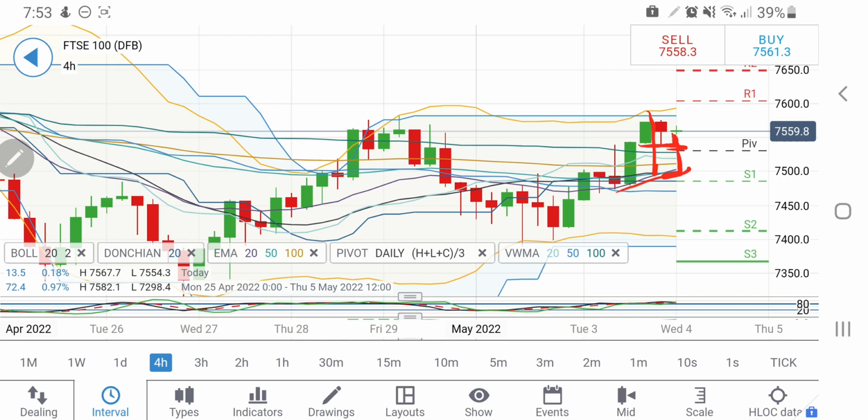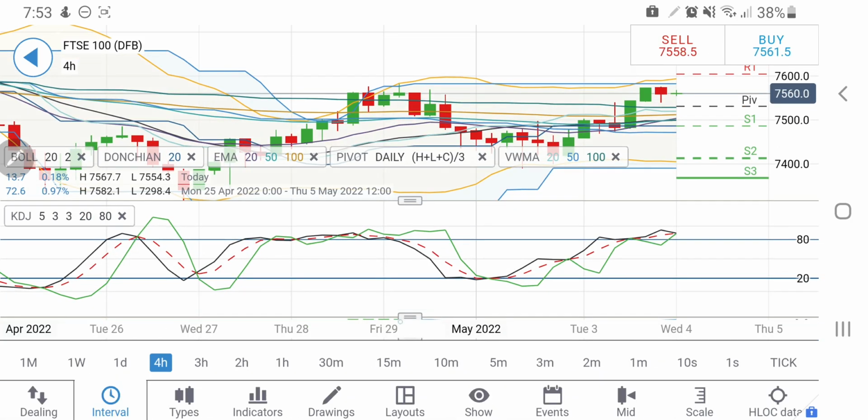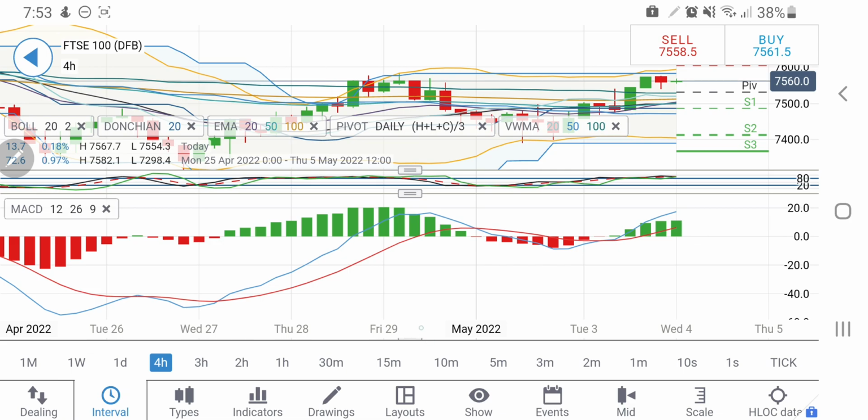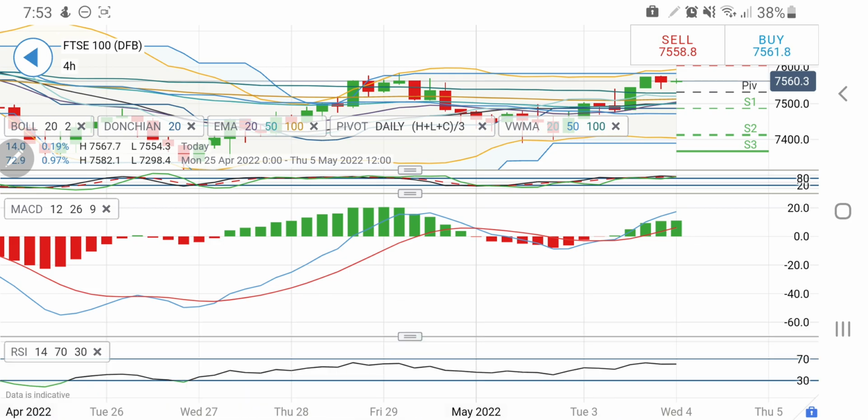So yes, below the 7530 zone one can expect 7500, which is going to remain a fairly strong support, and if it breaks this zone, one can expect 7490, below which we can expect a sharper drop. It is overbought, extremely overbought on the 4-hour charts. MACD is showing divergence and is still in green.